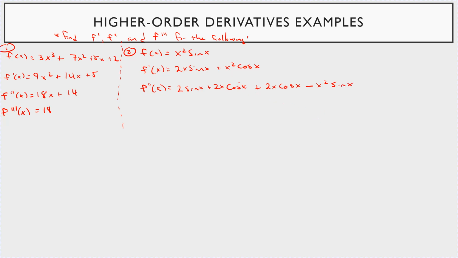Well, now look, so I can combine the middle term here. So this is 2 sine of x plus 4x cosine of x minus x squared sine of x. All right, so now the third derivative.